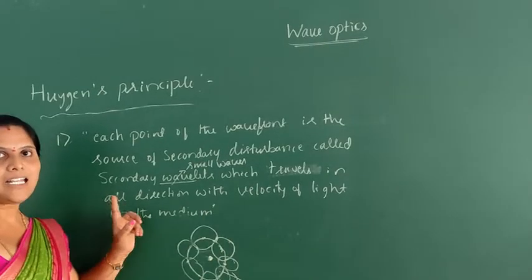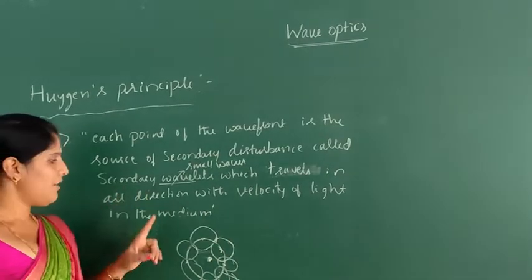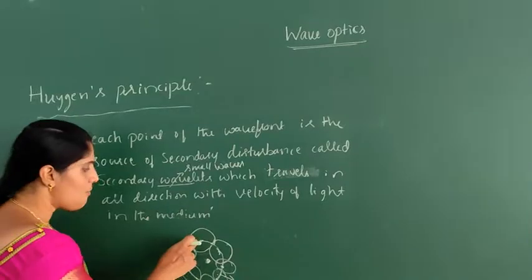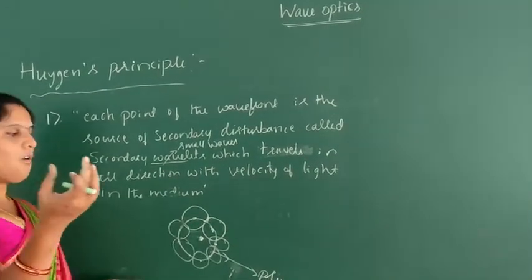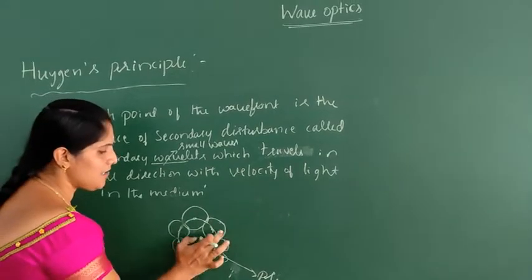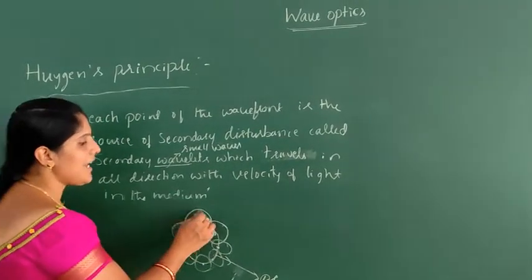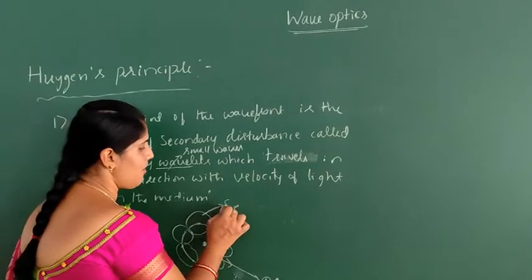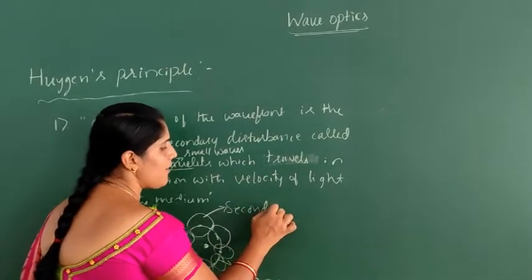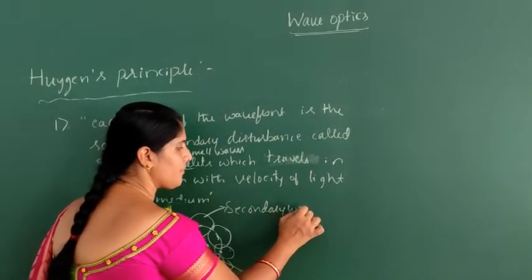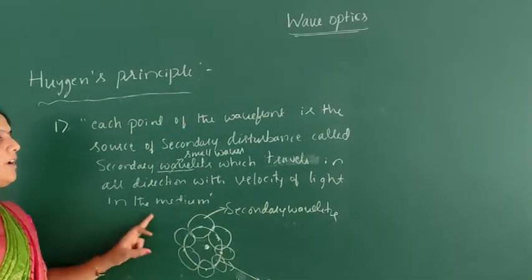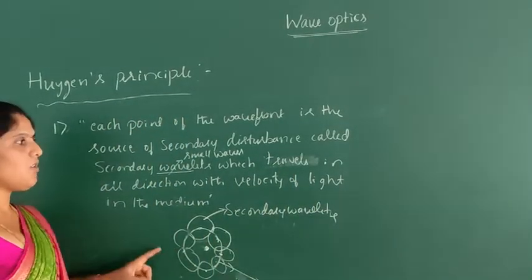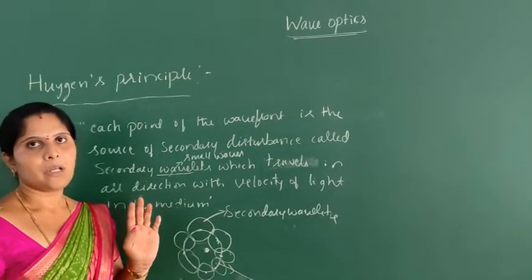So this is the first principle. Once again I will repeat. Each point on the wavefront is the source of secondary disturbance called secondary wavelets, that travel in all directions with the velocity of light in the medium.